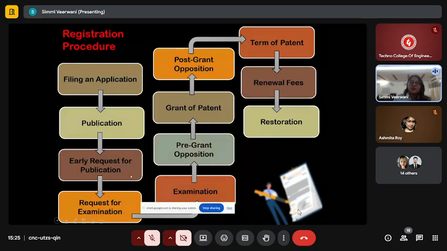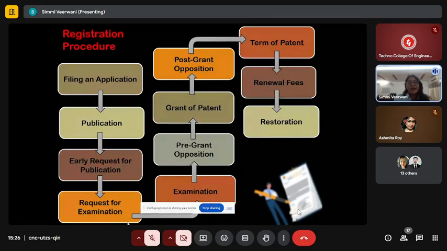Early request for the publication ensures that your application is published on an urgent basis, and it requires only 15 to 30 days to get your application published in the journal. After the application is published, the request for the examination is compulsory. Without that, the application would not move further. Request for the examination can be filed within 31 months from the date of filing.